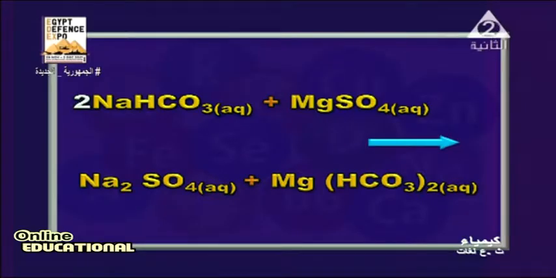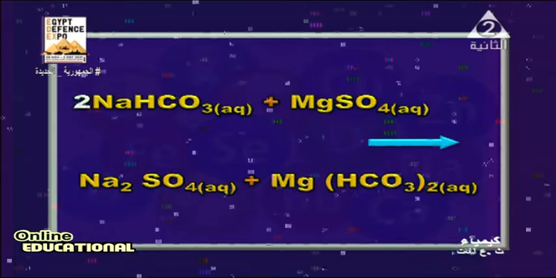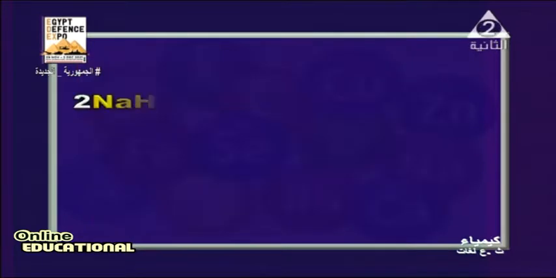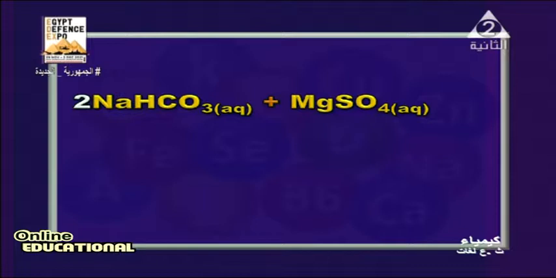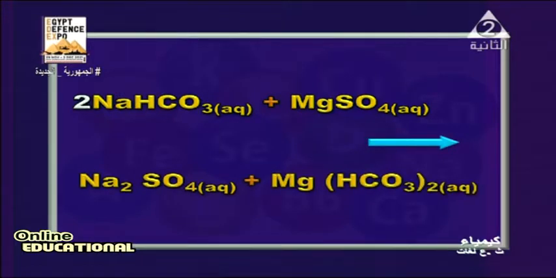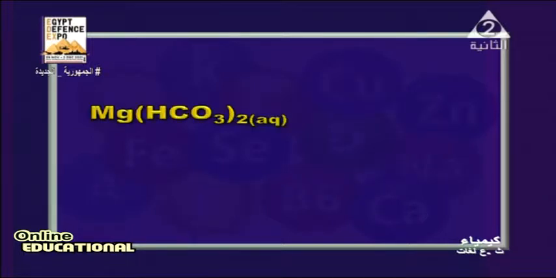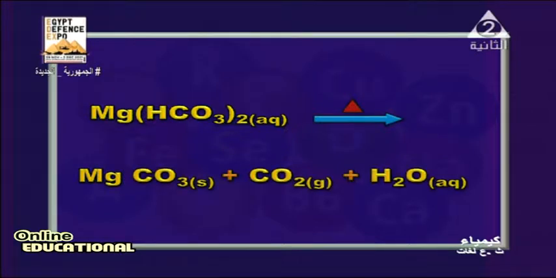Let's look at the equation together. In the first equation, sodium bicarbonate reacts with magnesium sulfate, giving sodium sulfate and magnesium bicarbonate. All bicarbonates are soluble in water, so there is no precipitate in the cold. But after heating, magnesium bicarbonate will be decomposed, giving us magnesium carbonate solid precipitate, carbon dioxide gas and water.